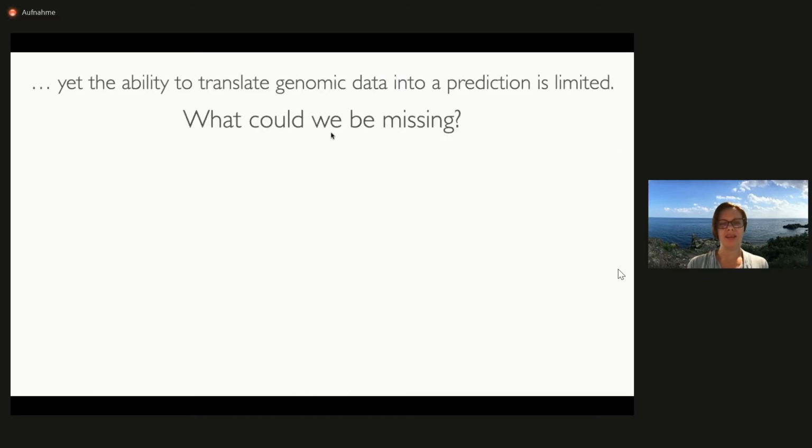But the ability to translate this kind of genomic data into a specific prediction is still limited. And by prediction, I mean a prediction about how that population will perform under climate change, how vulnerable it is, or a prediction of how to better match individual genotypes to multivariate environments for seed transfer, or something like that.